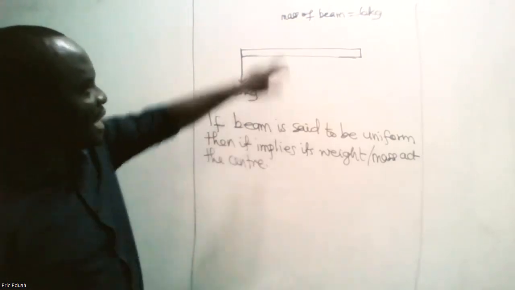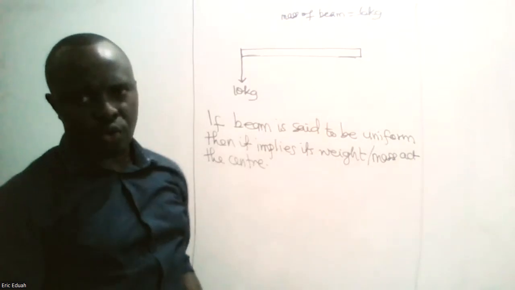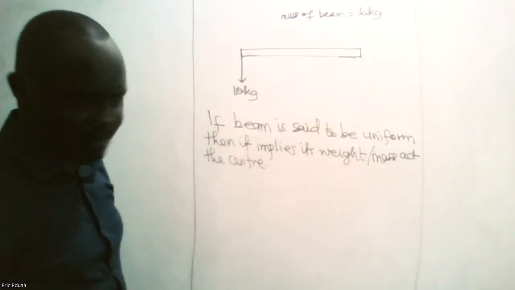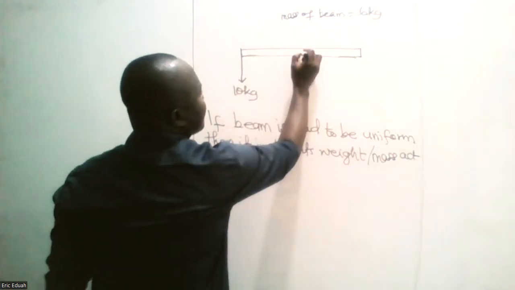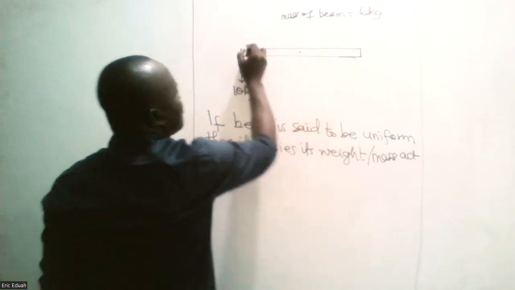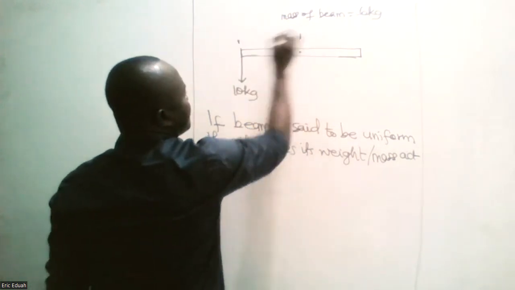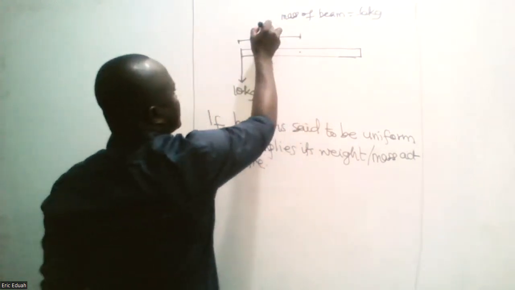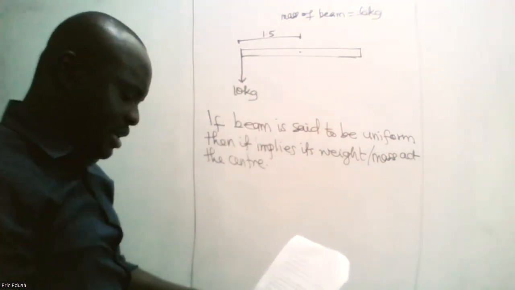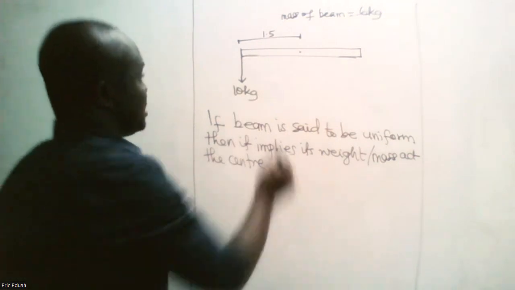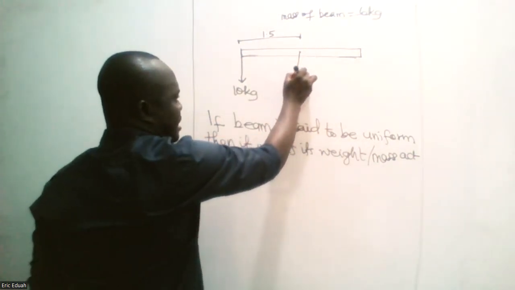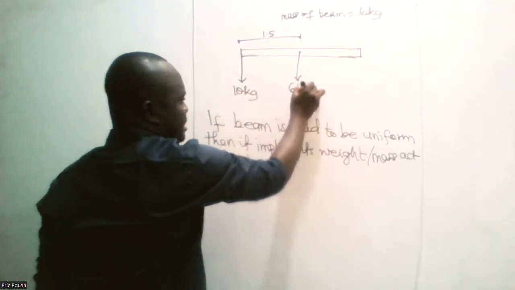So we are given the mass to be 6 kilograms. It being a uniform beam means that the mass or the weight would act at the midpoint, which from one end would have to be 1.5 meters, given that the whole length of the beam is 3 meters. So its weight would act at this point.